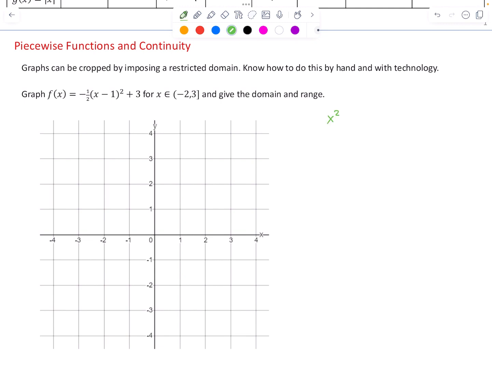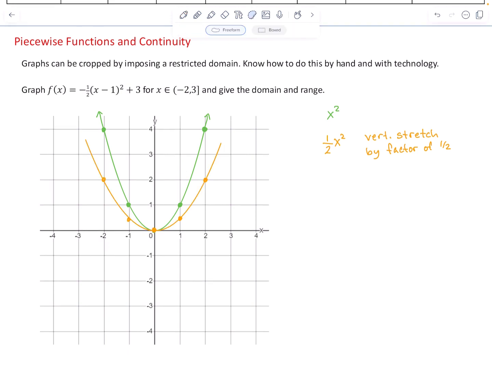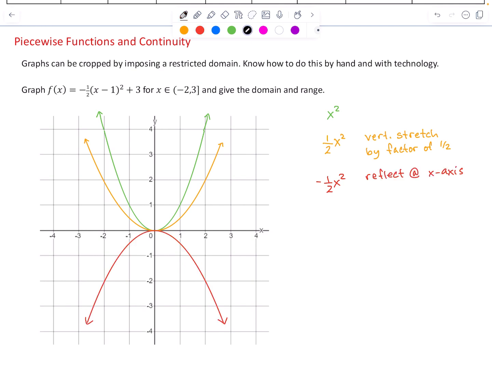Beginning with a graph of x squared. Next, 1/2 x squared, which is a vertical stretch by a factor of 1/2. So every point on the green curve, including these 5 key points, are now going to be half as far from the x-axis. So take this distance, cut it in half. Take this distance, cut it in half. A point on the x-axis will stay on the x-axis, and continuing, we get a flattened version. Multiply this function by negative, which will be a reflection about the x-axis. And now all the reflections and stretching have been done.